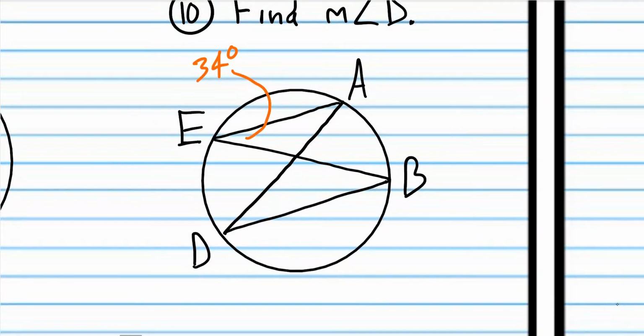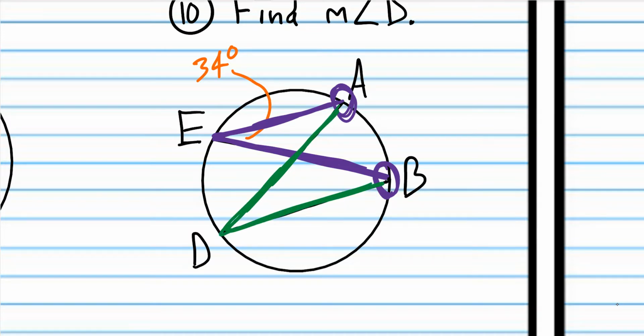But this problem is going to be particularly easy because this angle here, this 34-degree angle, notice that the endpoints of the points of intersection, I should say, are the same points of intersection of this angle. And that green measure is actually what we're looking for.